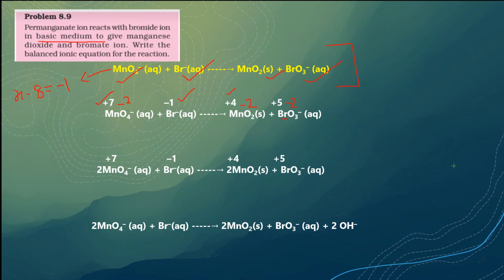Now, I'll check the change in oxidation number. Mn from +7 is changing to +4. They are 1 on both the sides. Br from -1 to +5, equal on both the sides. So there is no such problem. I don't need any coefficient here.